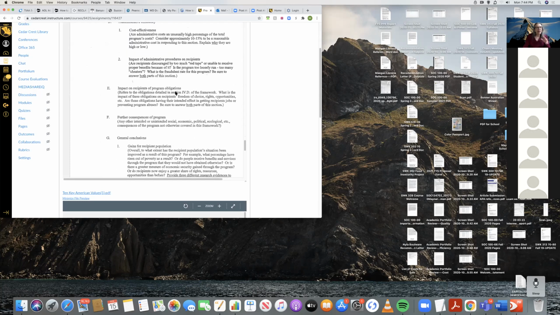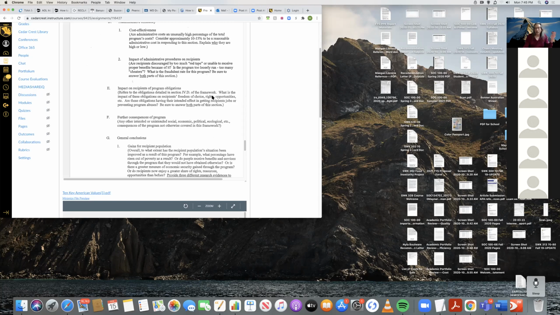Okay, we're going to go back to here. It refers to the obligations detailed in section 4D of the framework. What is the impact of these obligations on recipients' freedom of choice, rights, opportunities? For example, I already gave you one. If you have to complete a means test, what does that imply? Well, it means I have to reveal my financial privacy. Now, there's no constitutional amendment that says you have a right to financial privacy, but it's a presumed right. We don't go around asking each other people's salaries, so people kind of keep that to themselves. I think that's a problem. I think if there was financial transparency throughout American society, it would change everything, but that's a discussion for another day. Anyway, yes, they have to reveal their personal finances. So it sacrifices or compromises people's presumed freedom of financial privacy.